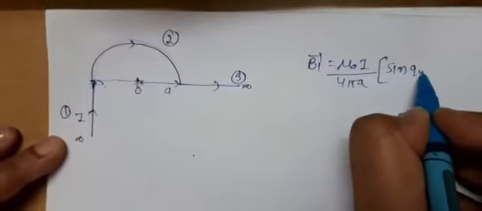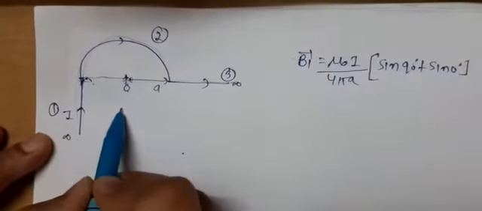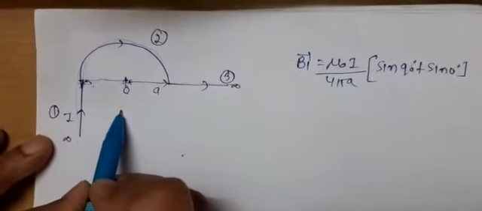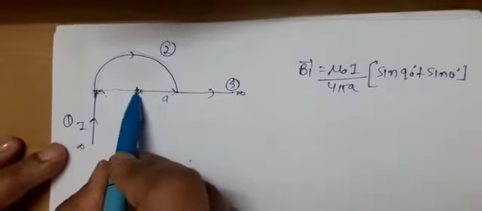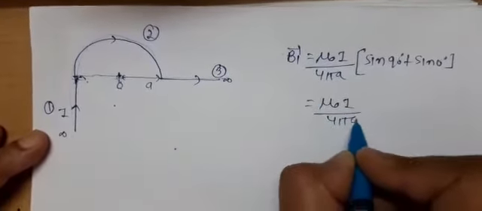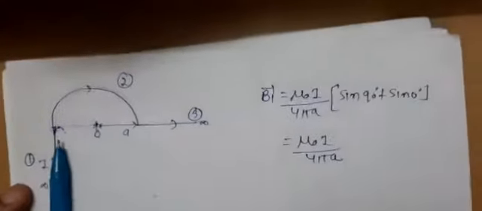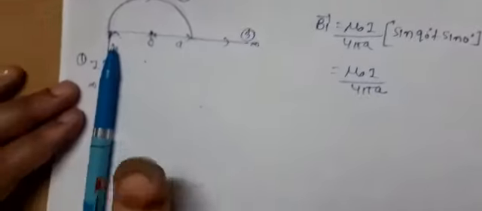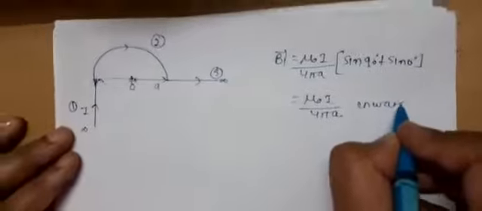sine 90 plus sine 0. Because this point was actually at the center, it was sine phi 1 plus sine phi 2, but now it is at one of its edge. So in that particular case, one of the angles becomes 0 and the other will be 90 degrees. So directly I will write it as mu naught I upon 4 pi A. And what will be its direction? See, straight conductor. Now magnetic field at this point O will be directed inward. So you can write it as inward.